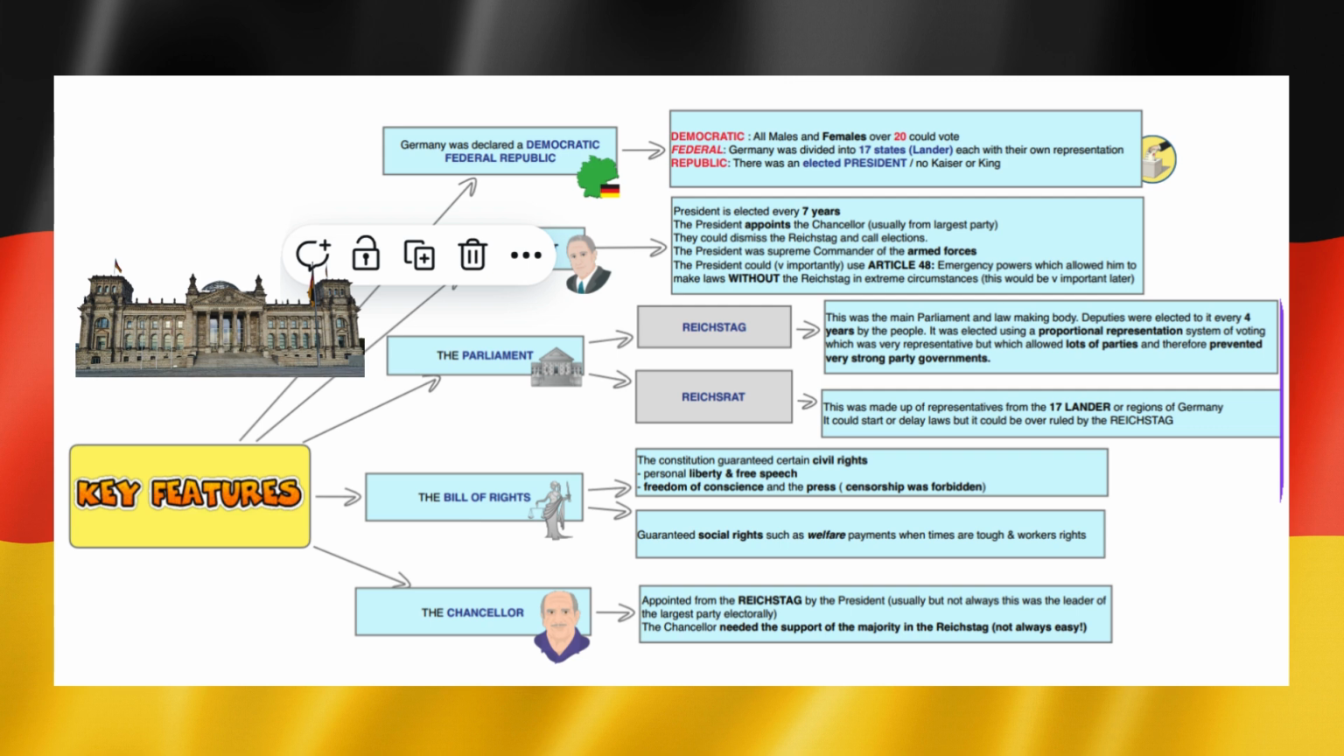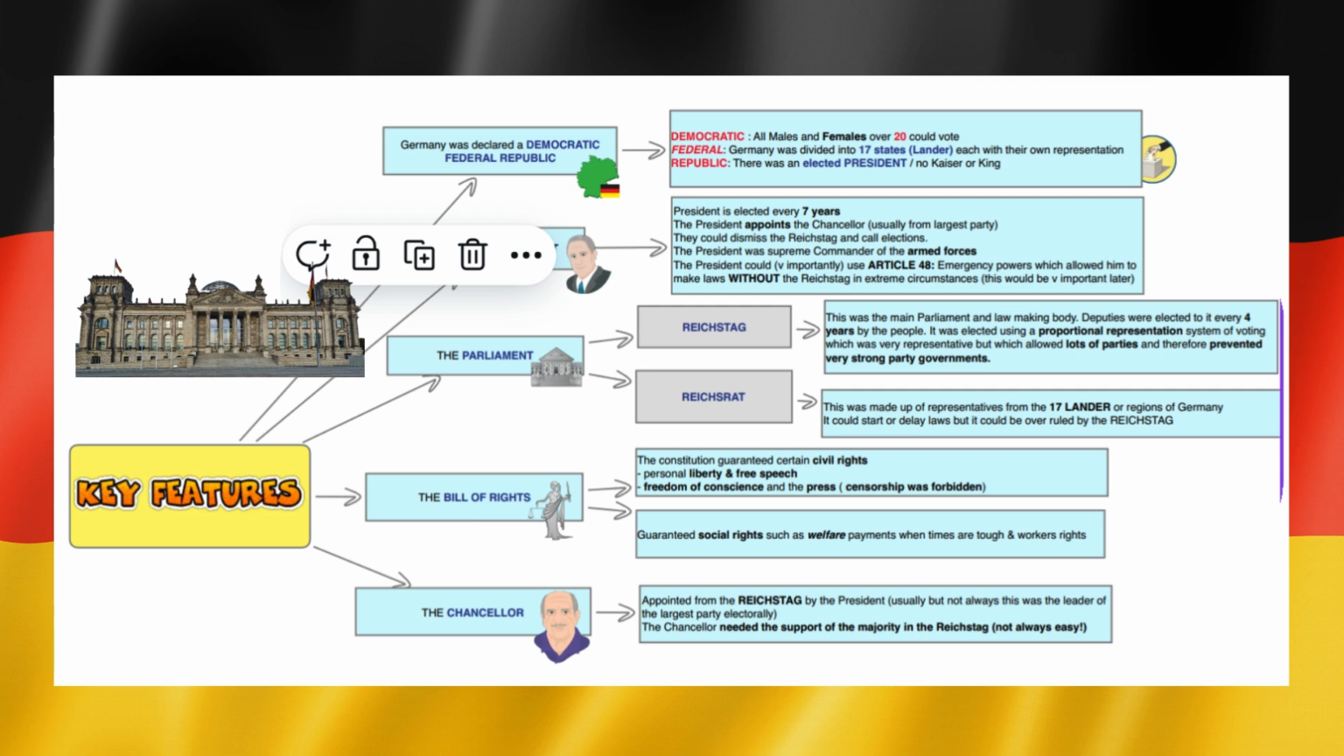Germany is also given a strong head of state, a president, elected every 7 years. The president appoints the Chancellor, usually from the largest party. The president could dismiss the Reichstag and call elections. They could also use Article 48 emergency powers, which allowed them to make laws without the Reichstag in extreme circumstances. This will be very, very important later on. The president was also supreme commander of Germany's armed forces.